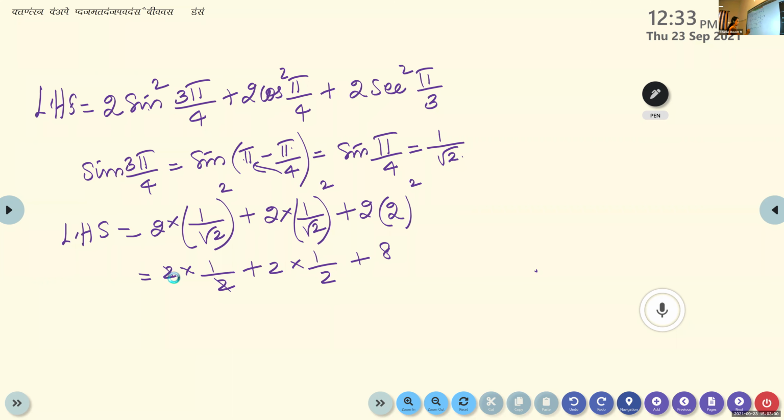So this 2 will get cancelled. So it is the same as 1 plus 1 plus 8, which is equal to 10. Hence, proved.